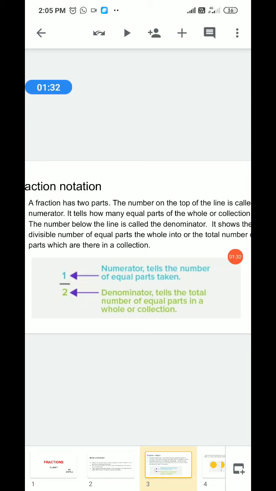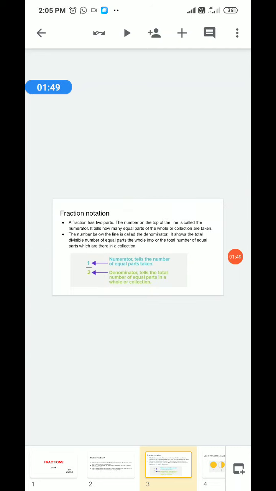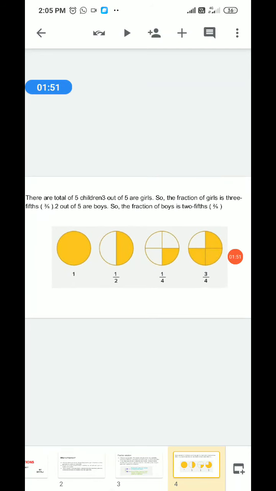The numerator tells the number of equal parts which are taken into consideration, and 2 is the total number of equal parts in a whole. So 1 by 2 is a fraction, 1 is the numerator, 2 is the denominator. Understood? Now see the examples.